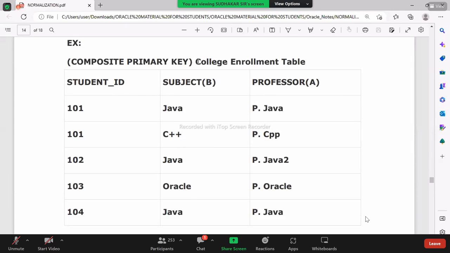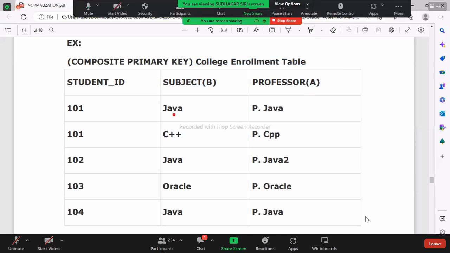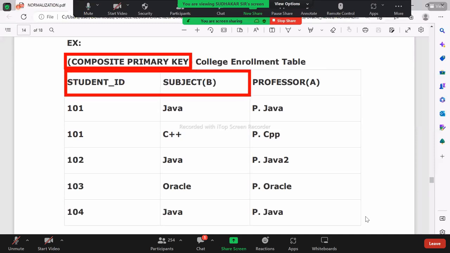The example table is a college enrollment table. In this I have taken student ID, subject, professor. But in this table, carefully observe, the composite primary key was applied on these two columns. That means student ID and subject, both are primary key columns. Both are primary key. Which type of primary key? Composite primary key. Composite primary key means what?